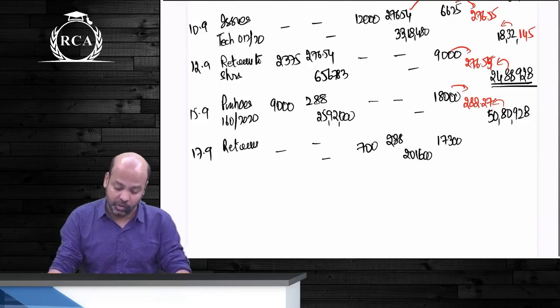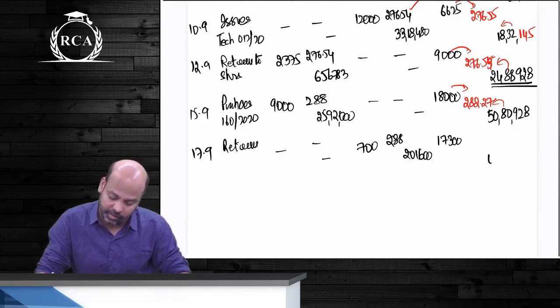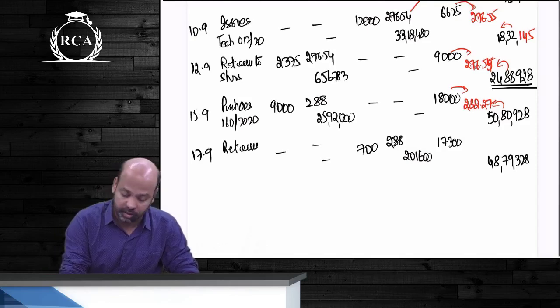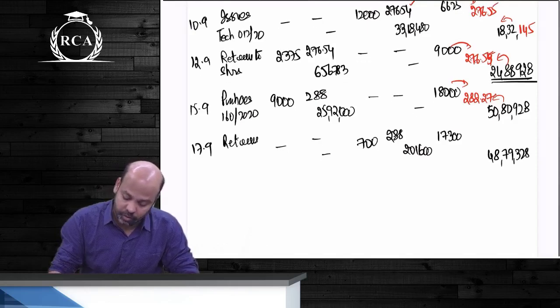17,300 units. Remove that 2 lakh 1,600 from the amount column. It will become 48 lakhs 328. Divide them guys and write the cost per unit. 282.04.